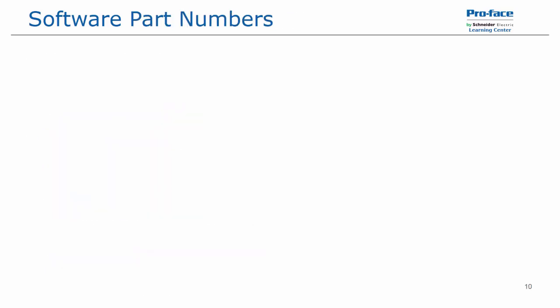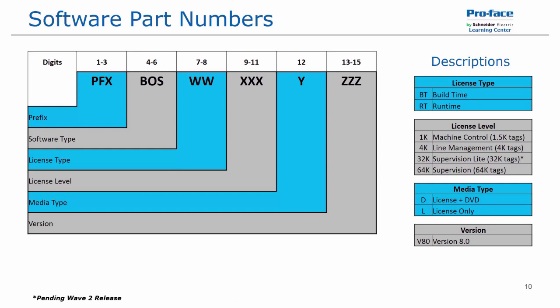Software part numbers. The software part numbers follow the same structure and syntax as other ProFace products. We have our prefix, then we have the software type, and then our license type, then the license level or the tag count, then the media type, and then what version it is.